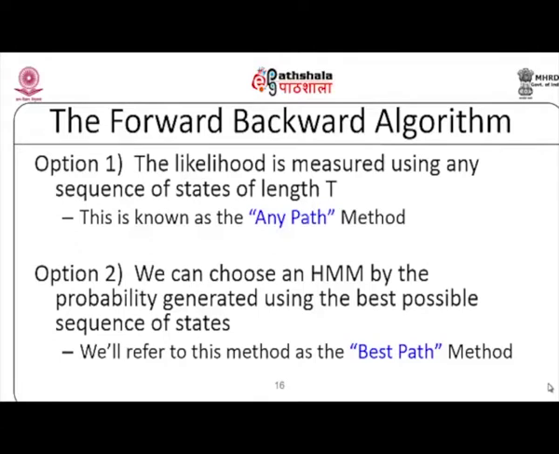So, there we are not bothered about any method; at each and every point we have to choose the best possible. So, this method is called the best path method. Actually, any path method is the Baum-Welch and the best path method is the Viterbi. Baum-Welch is used for evaluation and Viterbi is used for decoding.